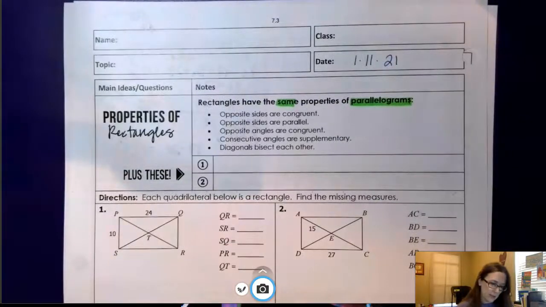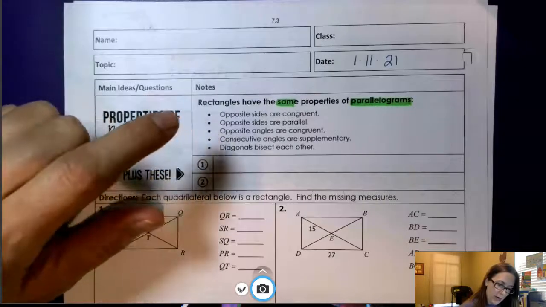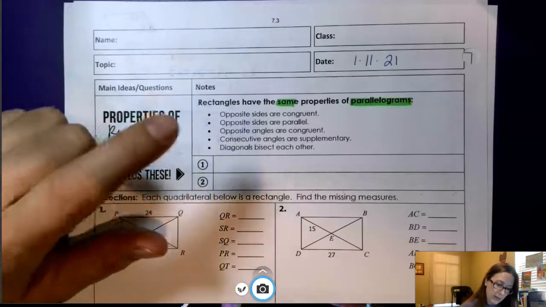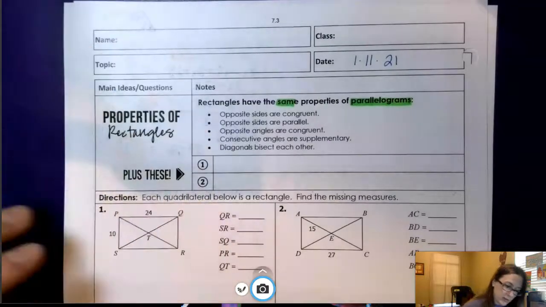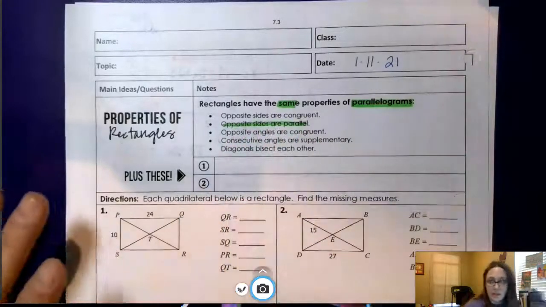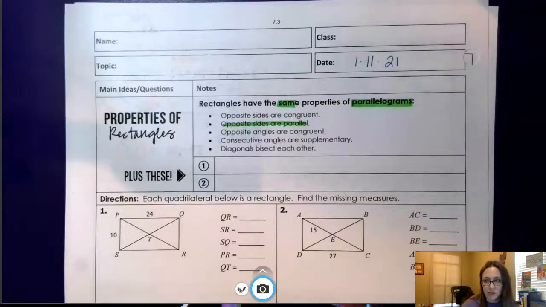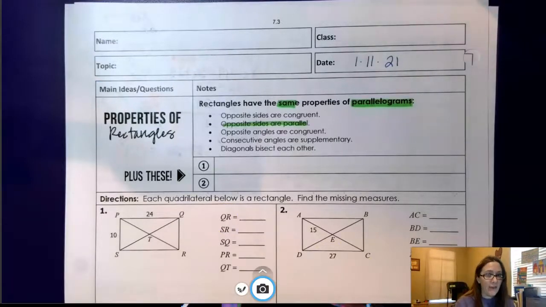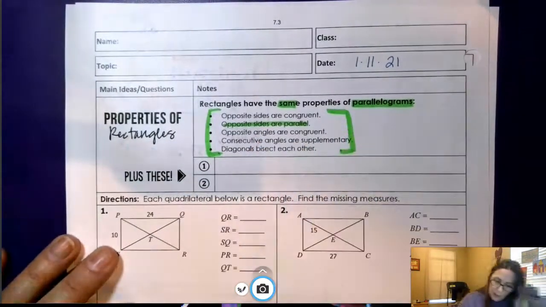So we had 5 things the other day. Opposite sides are congruent, opposite sides are parallel, opposite angles are congruent, consecutive angles are supplementary, and diagonals bisect each other. So, opposite sides are parallel is basically the definition of a parallelogram. The other 4 things are the additional things you know about parallelograms. So, rectangles have all of those properties plus 2 more. So all of these are things that we already were studying with parallelograms.